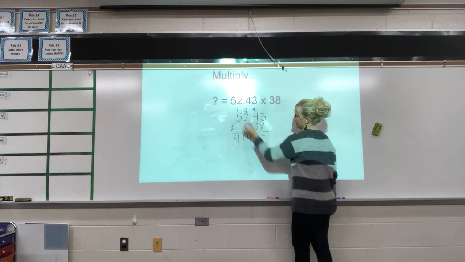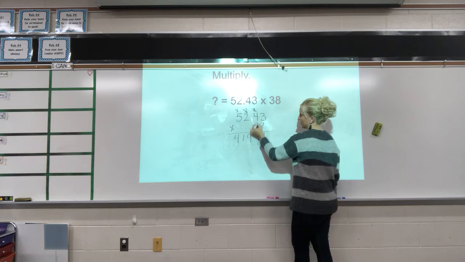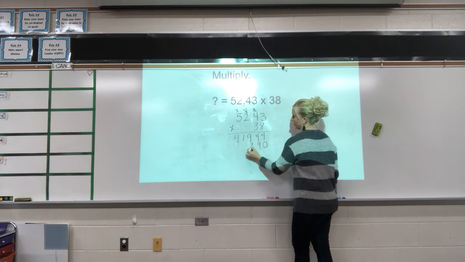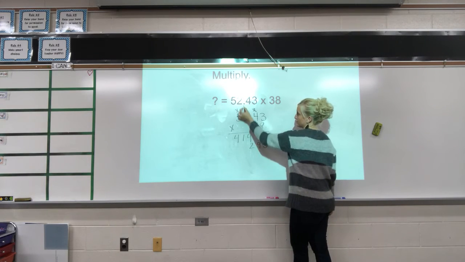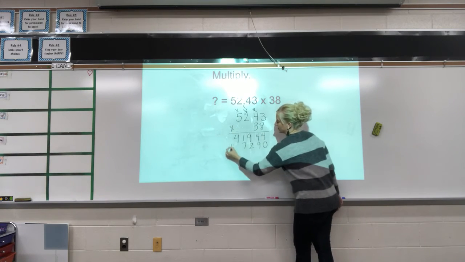Put my 0 down as my placeholder. 3 times 3 is 9. 3 times 4 is 12. 3 times 2 is 6, plus that one on top is 7. 3 times 5 is 15.